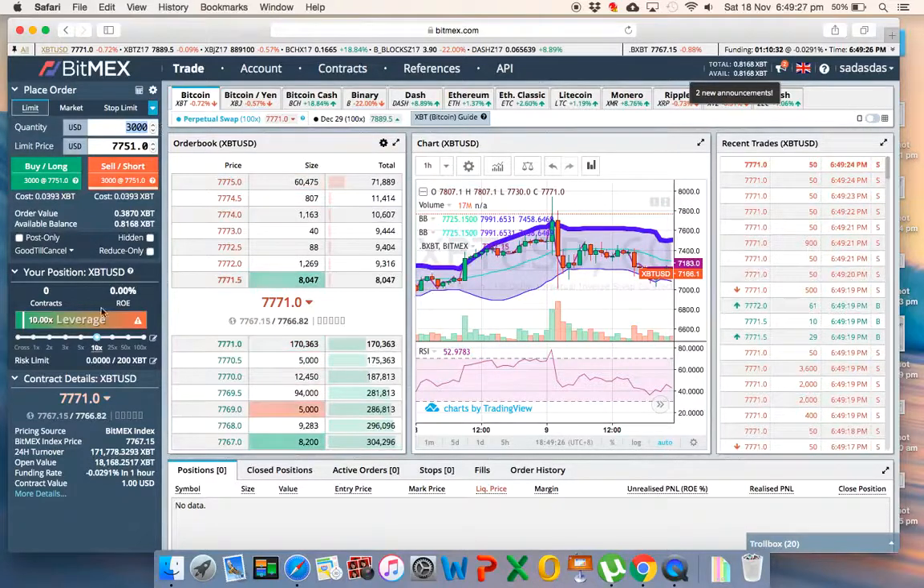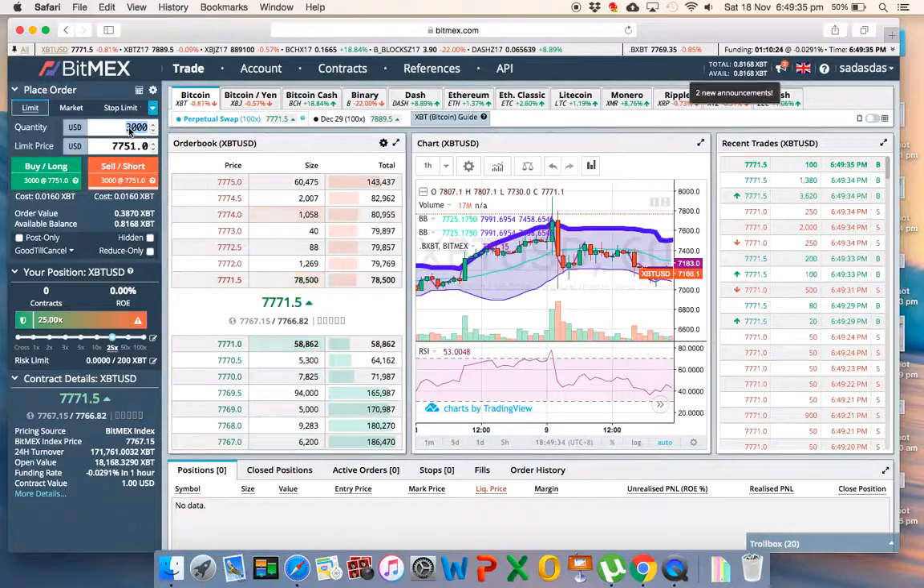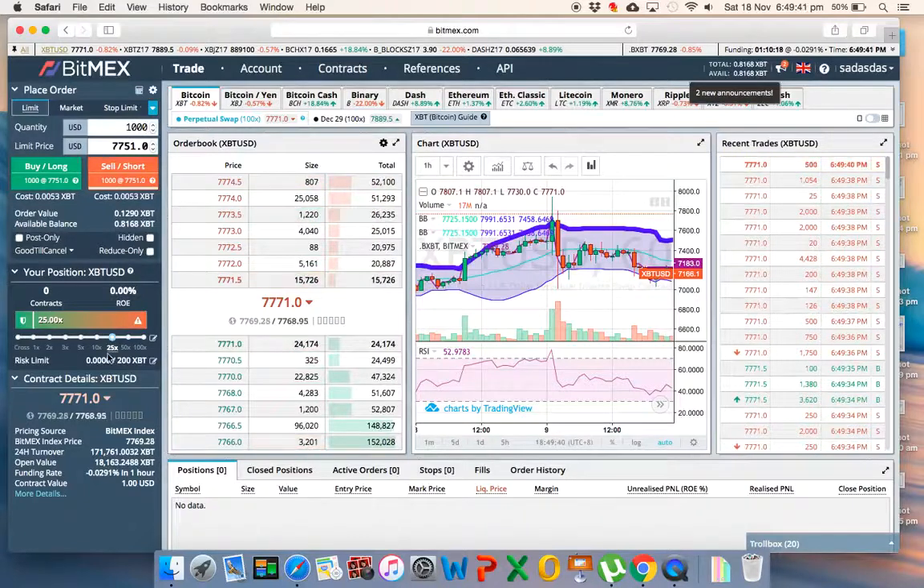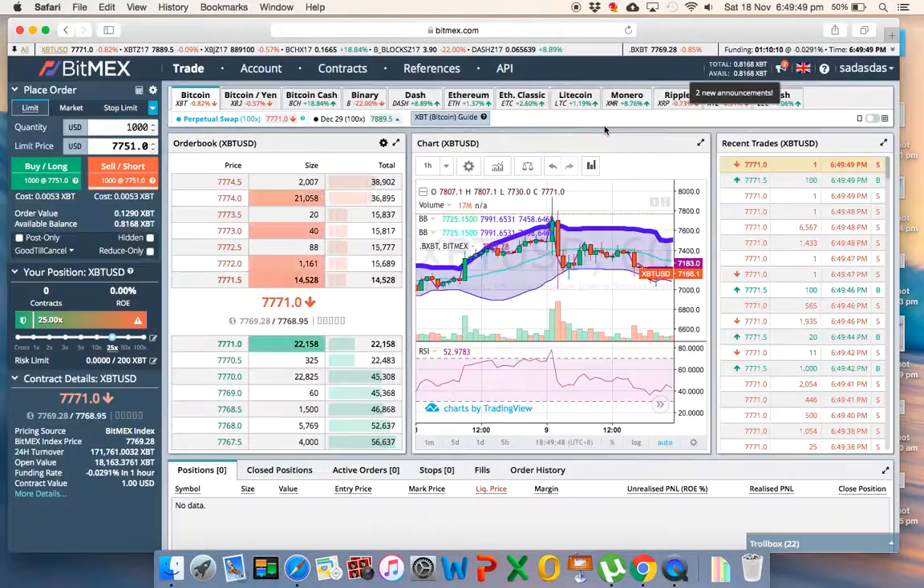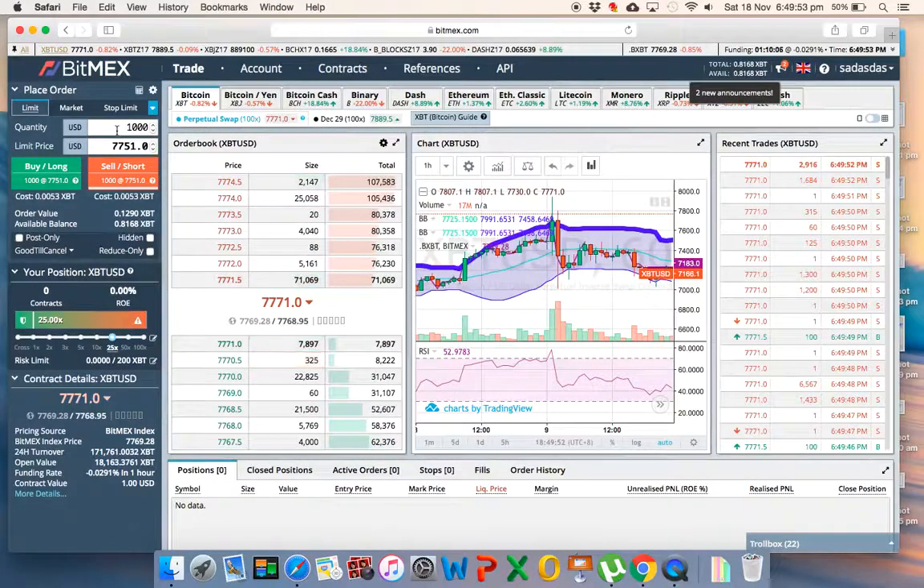Let's say you're going to leverage 25 times, you want to use $40 to leverage 25 times to get $1,000 to either long or short. You don't key in 25 here, you don't key in 40 here, you key in 1,000 here, you leverage 25 times, you long or you short, and then you'll be only using $40. Okay, so basically this is how BitMEX works.